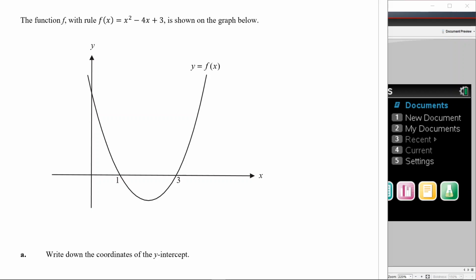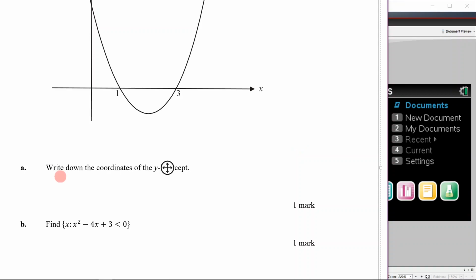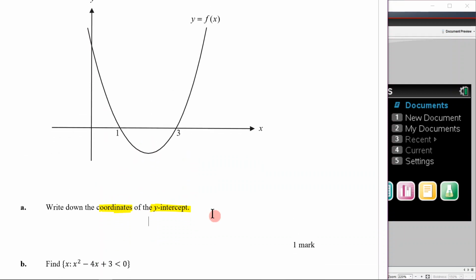Welcome. So in this video, we're going to be answering this question. It says the function f with the rule f of x is equal to x squared minus 4x plus 3 is shown on the graph below. Here it is. All right, what's the first thing we need to do here? The first thing we need to do is write down the coordinates of the y-intercept. Remember, this is worth 1 mark, so we want to do this as efficiently as possible.